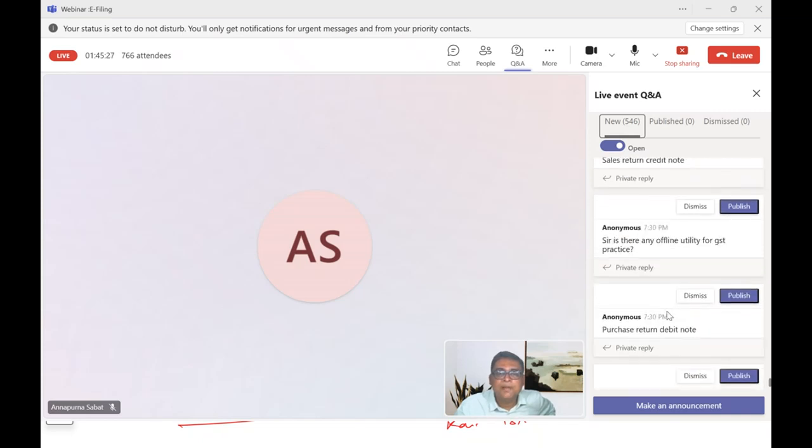Is there any offline utility for GST practice? Yes, we have. The government provided that utility, but that is not exactly similar to this. That will help to provide the numbers and information in this online version of the utility. How it will work, I will show you.